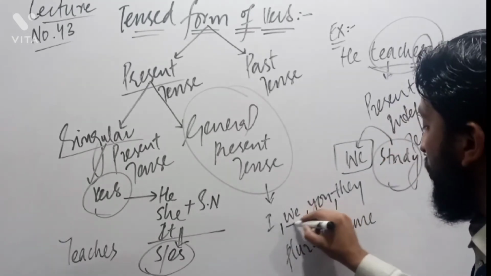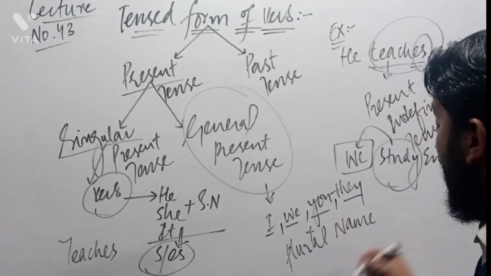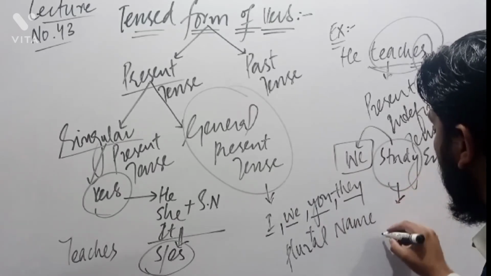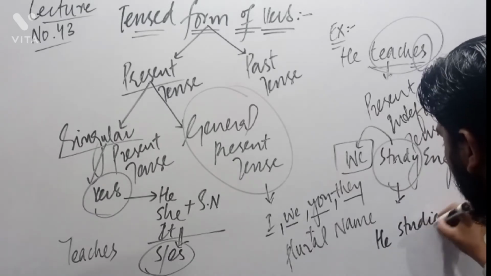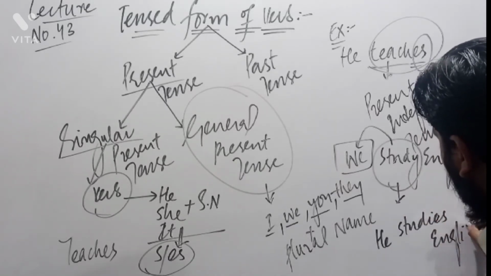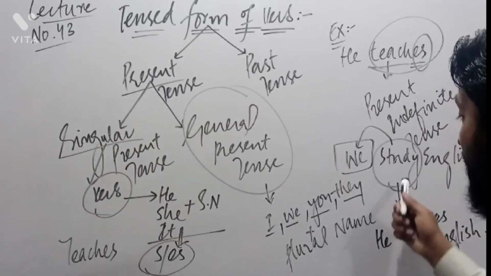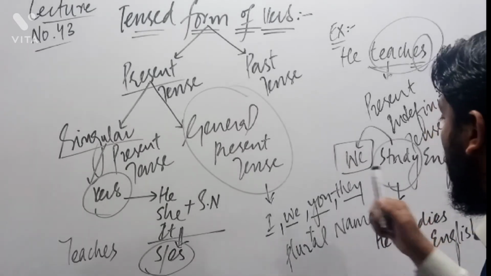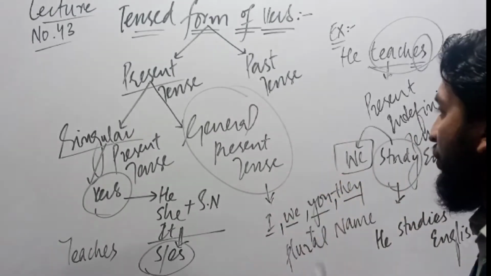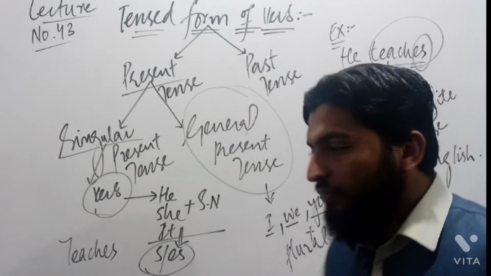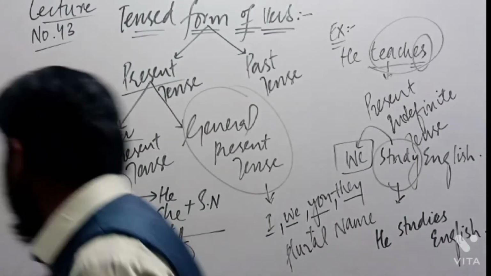I, we, you, they: like this, study is used. But if I use he, then he studies English. Studies is called singular present tense, and study is called general present tense. Let me state some more examples.